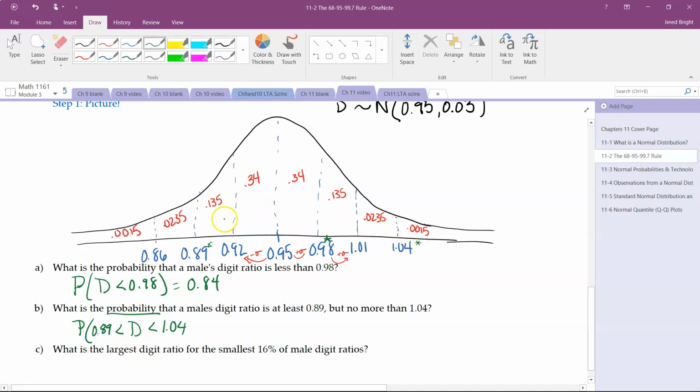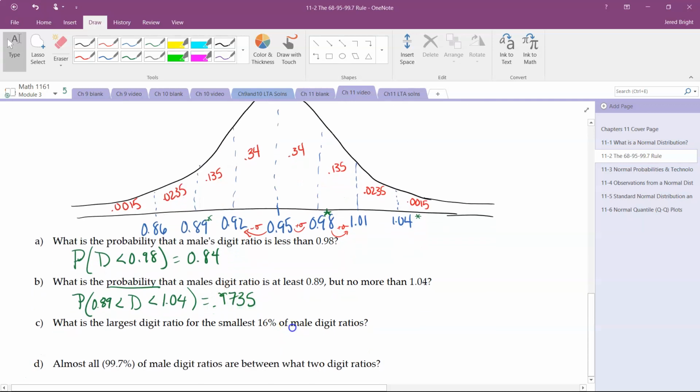So let's see, that's from 0.89 to 1.01, right? That is 95% because it's 2 standard deviations from the mean. And then I need to tack on that 0.024. So 95 plus 0.2, let's see, so this is going to be 0.9735. Okay, easy enough, right?